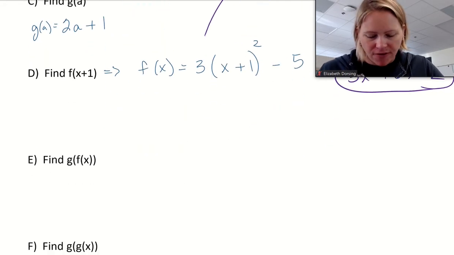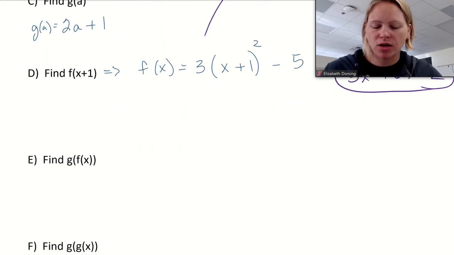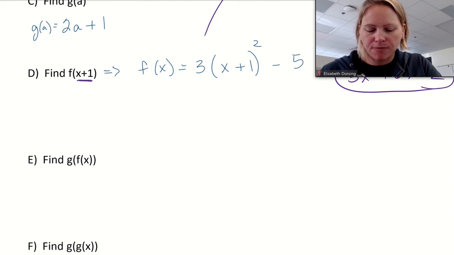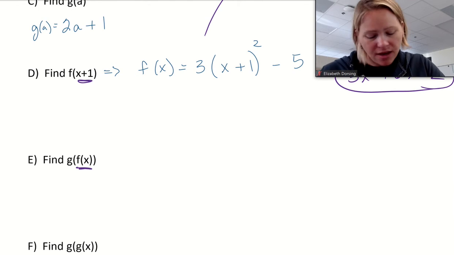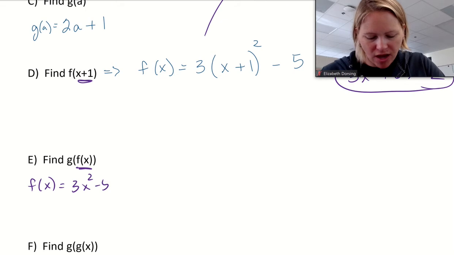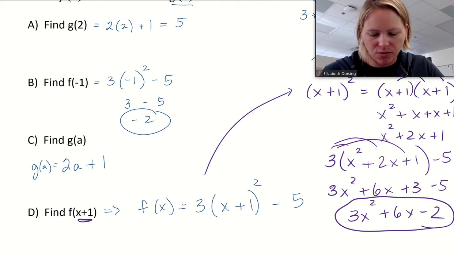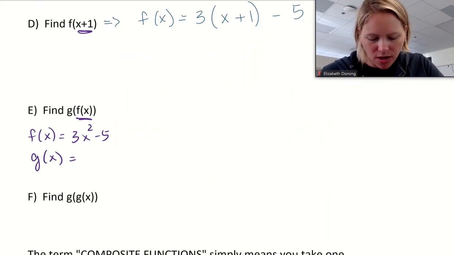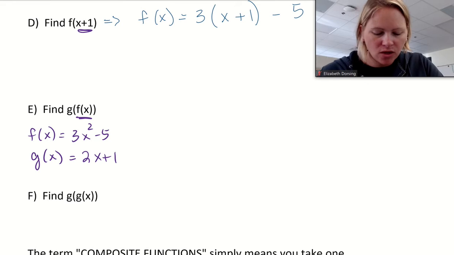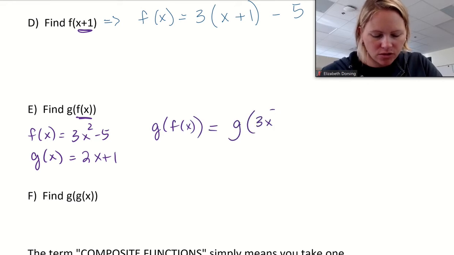Now, g of f of x, we're going to treat this the same way, because just like in part D here, this is an expression. Well, you guys, f of x is just an expression. So if f of x is 3x squared minus 5, and g of x, let's see what it was, 2x plus 1, well then g of f of x just means g of 3x squared minus 5.